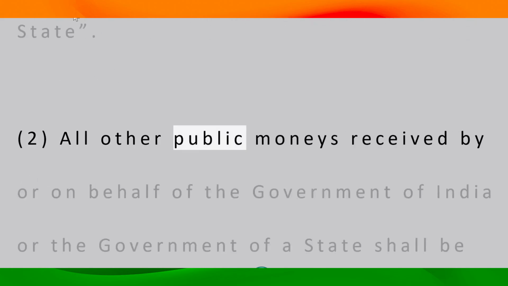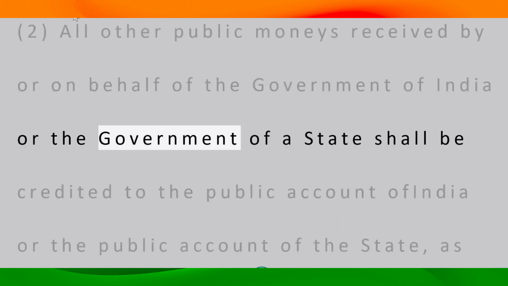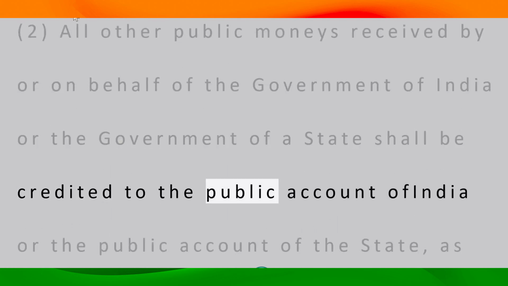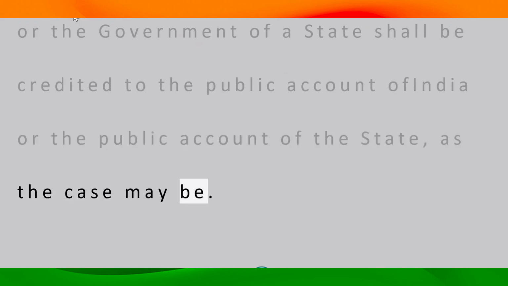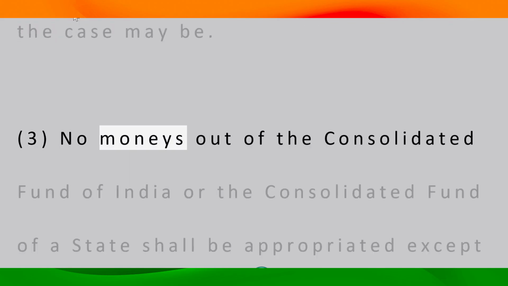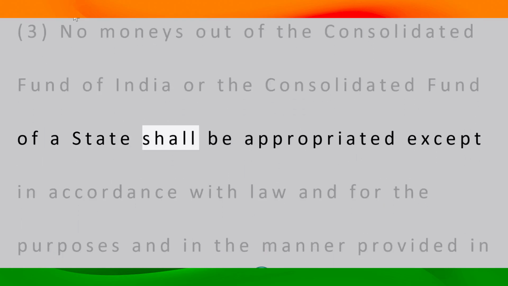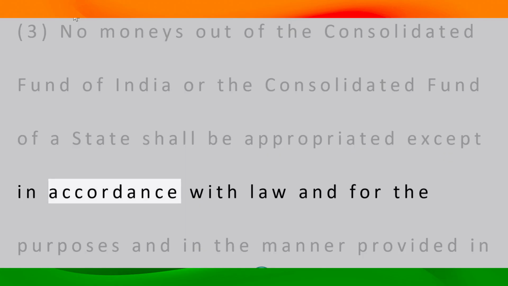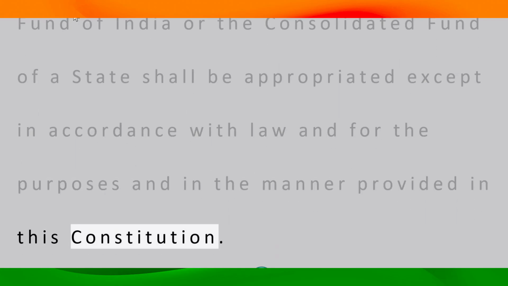2. All other public monies received by or on behalf of the Government of India or the Government of a state shall be credited to the Public Account of India or the Public Account of the State, as the case may be. 3. No monies out of the Consolidated Fund of India or the Consolidated Fund of a state shall be appropriated except in accordance with law and for the purposes and in the manner provided in this Constitution.